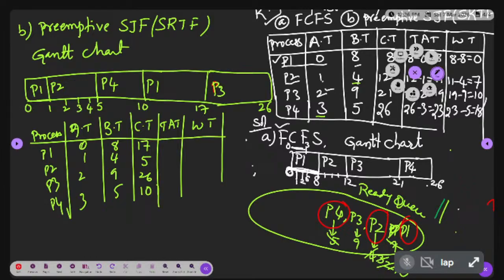Turnaround time. There is a formula: completion time minus arrival time. For P1, completion time is 17, minus arrival time 0.